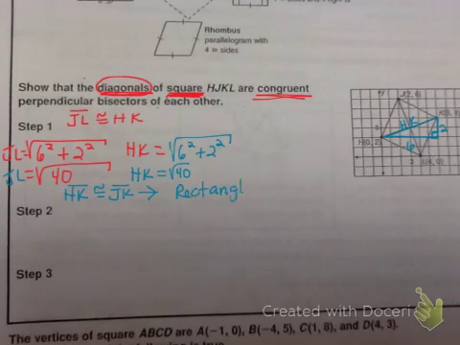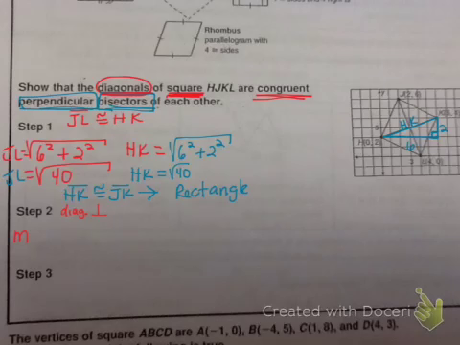Alright, what's the next part of the problem asking us to do? It's asking us to prove that they're perpendicular and bisectors, which are two different things. Step 2 is to prove that the diagonals are, not bisecting, perpendicular. How do we prove that?